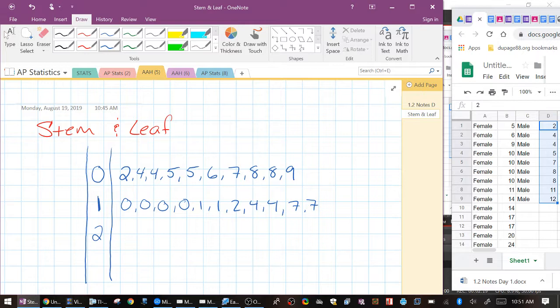All right. And then going with the 2s. These are all my 20s. The men don't have anything in the 20s. Females just have 2 numbers, a 20 and a 24. So in order, it would be a 0 and a 4. So that is a stem and leaf.